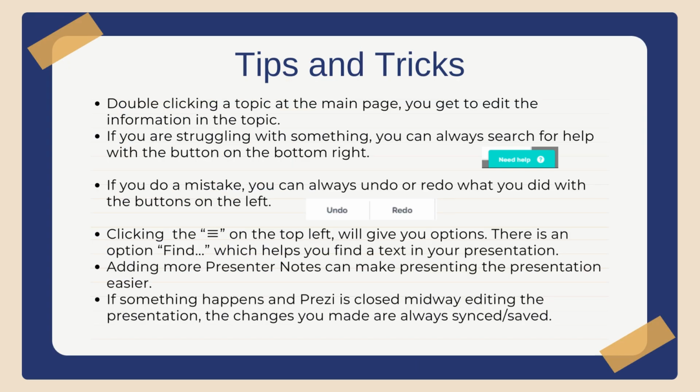Here are some tips and tricks to help you. You can edit information on the topic by double-clicking. You can also always search for instructions with the button on the bottom right. You can always undo or redo what you did with the button on the left. By clicking this icon on the top left, it will give you options. There is an option, Find, which helps you find a text in your presentation.